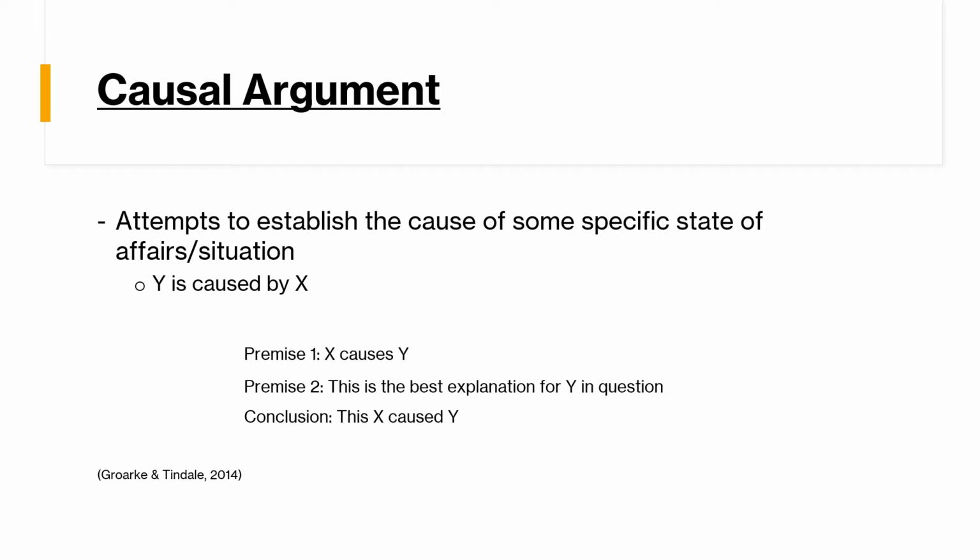Factual issues are issues that are related to claims that are made by the arguer, which are controversial when they're closely examined. Causal arguments attempt to establish the cause of a specific state of affairs or situation, or put simply, Y is caused by X. X is the claim that the arguer is making, and Y is the outcome that arises that's connected to the claim. For this type of argument to be a valid one, it must follow this structure.